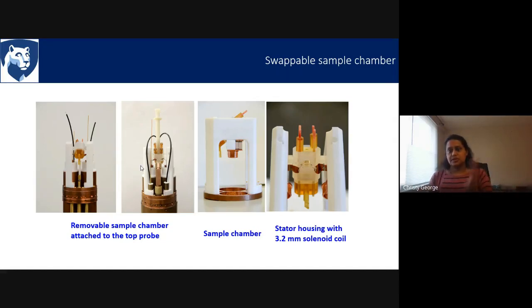And if you want to use some other size, like 1.3 millimeter, you have to buy a separate probe. But in our design, you don't have to have the whole probe separate. Instead, you can simply remove this sample chamber and replace it with another one corresponding to a different sample size. The one I am showing here is for 3.2 millimeter rotors. And we have the waveguide coming here, and it will irradiate the microwave directly onto the sample through this window.